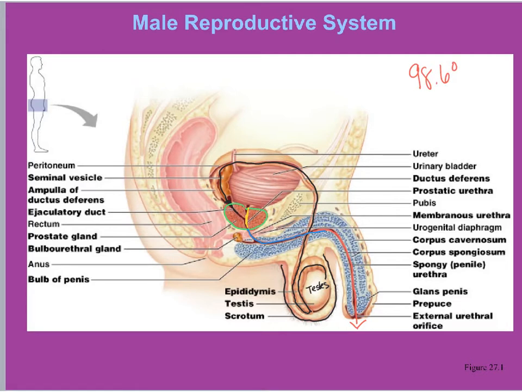at 98.6 degrees, which is body temperature. So we're not entirely sure why, but they need to develop at a little bit lower of a temperature, somewhere between 93 and 97 degrees Celsius. So the testes, which make sperm, are located outside of the body to help lower the temperature within the testes so that sperm development can occur properly.